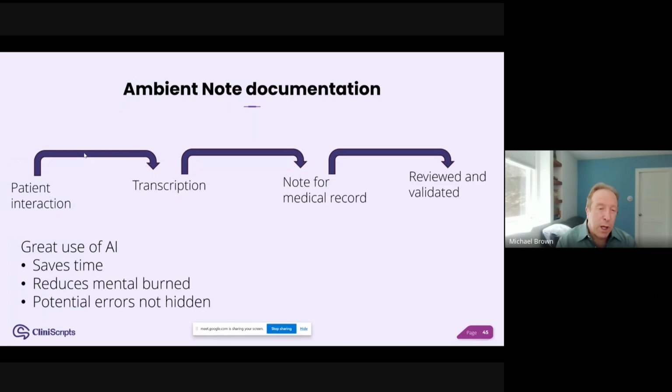My point of putting it here is it's great because the benefits and potential downsides are blatantly visible to the provider. Because if the note's not right, you can correct it. If it's working for you, you can see how much time it saves you. So it's a good example.